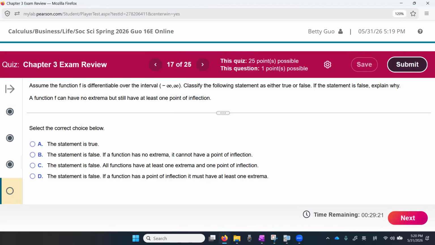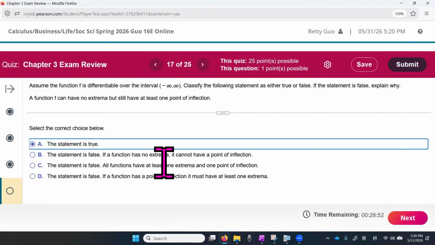Question number 17. Assume the function f is differentiable everywhere. Classify the following statement as either true or false. Okay, this is a true or false problem. A function f can have no extrema but still have at least one point of inflection. It is true. The previous problem, remember that, is a good example to demonstrate this is true.